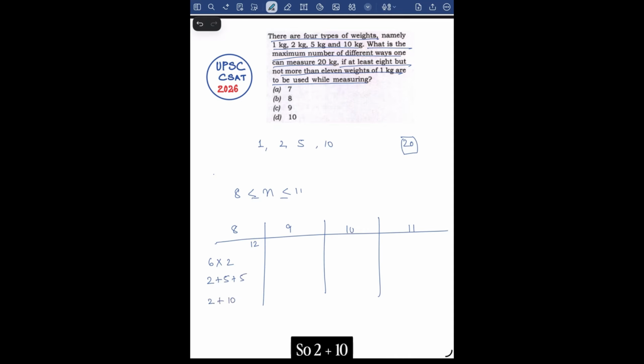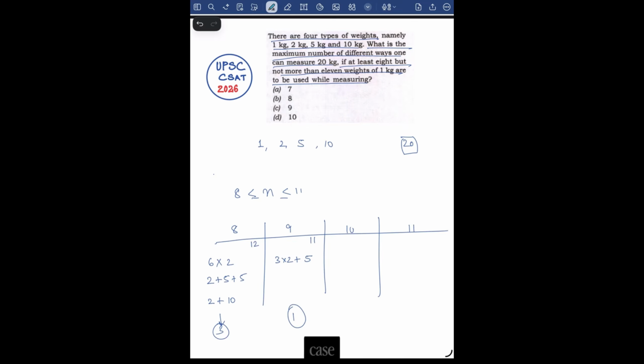So 2 plus 10. There are no other possibilities under this case. So the total number of possibilities in this case is 3. Now let's take the next case. When the number of 1 kg weights is 9, the remaining weight is 11. So we can have 3 2 kg weights, so 3 into 2, plus 1 5 kg weight. There are no other possibilities under this case. So the number of possibilities is 1.